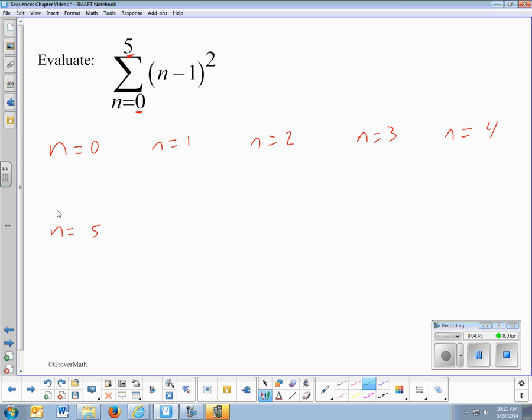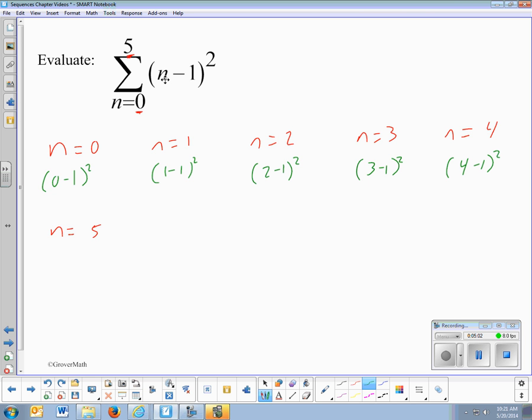And so one at a time, let's plug that in. Instead of (n minus 1) squared, that's (0 minus 1) squared, (1 minus 1) squared, (2 minus 1) squared, (3 minus 1) squared, (4 minus 1) squared.